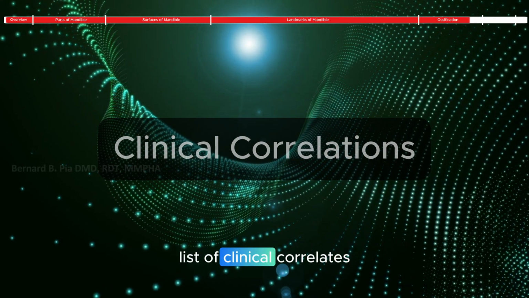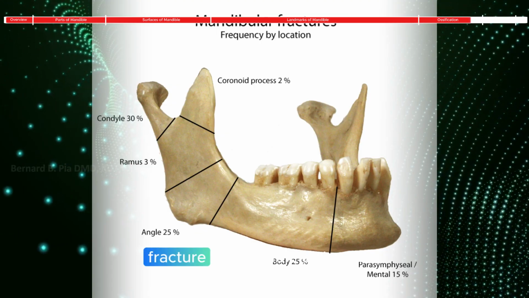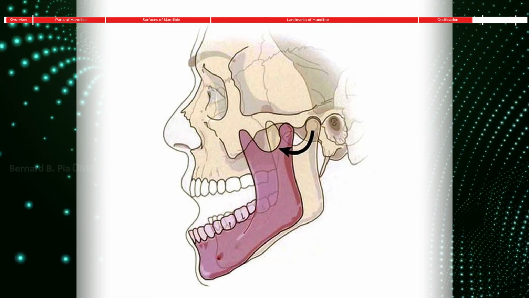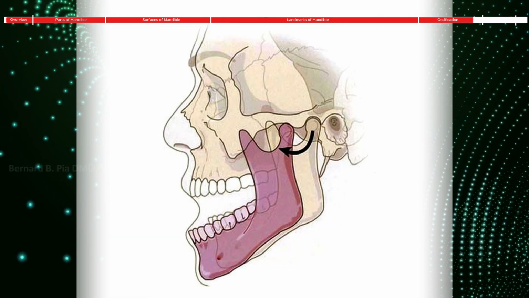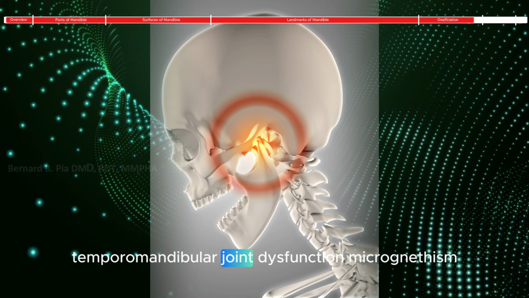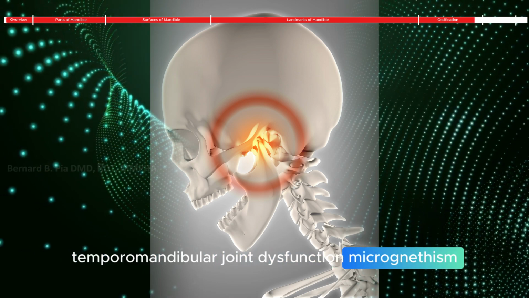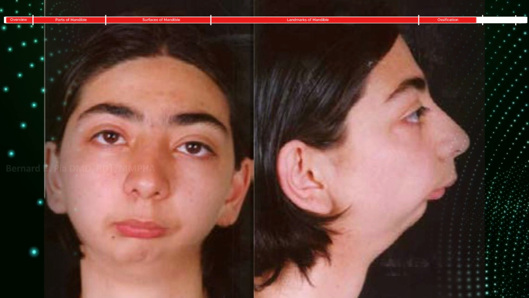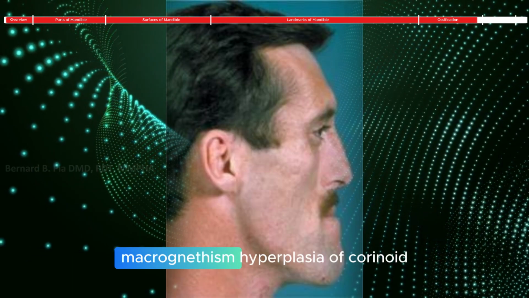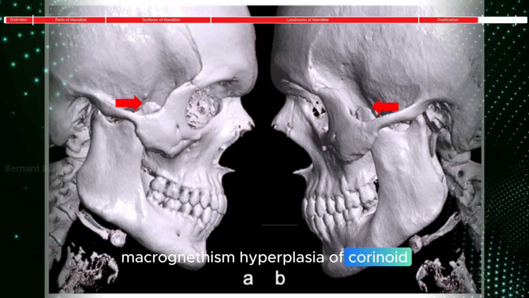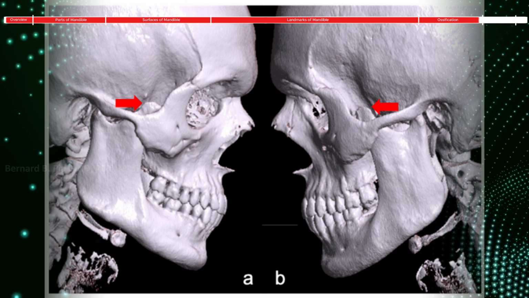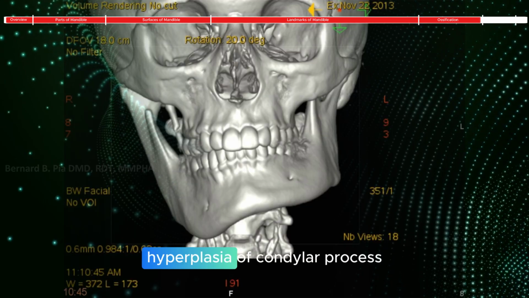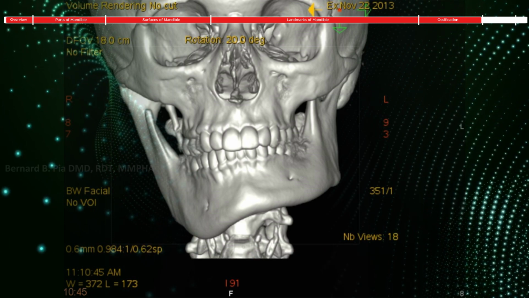List of clinical correlates. Fracture of mandible. Dislocation of mandible. Temporomandibular joint dysfunction. Micrognathism. Macrognathism. Hyperplasia of coronoid process. Hyperplasia of condylar process.